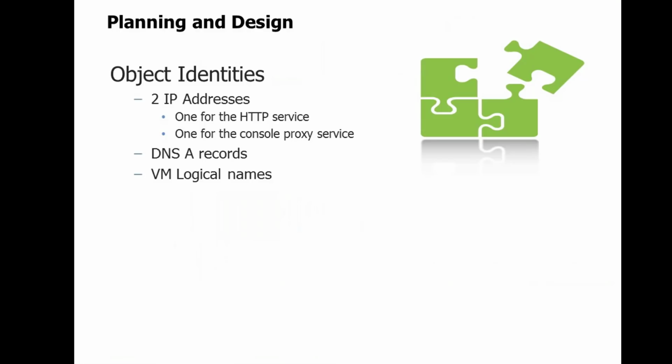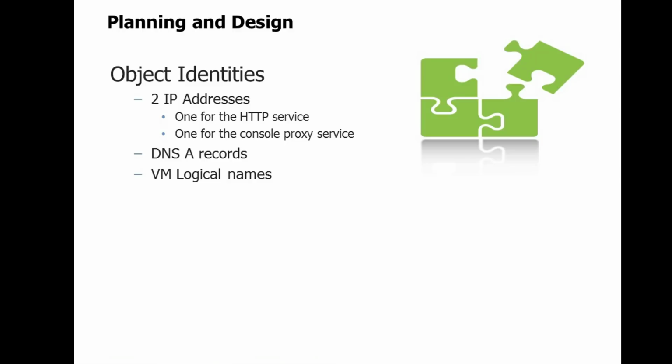In the planning and design phase of vCloud Director, we need to do a little bit of homework. Nobody likes homework, right? But it's important because without this information and without having done this work ahead of time, you're going to be in for a lot of frustration. So let's just get it done now and get it out of the way. For the object identities, basically I'm just saying we need to go out and create some personality for the server before we install it, and we need to figure out what IP addresses we'll be using for the vCloud Director server.